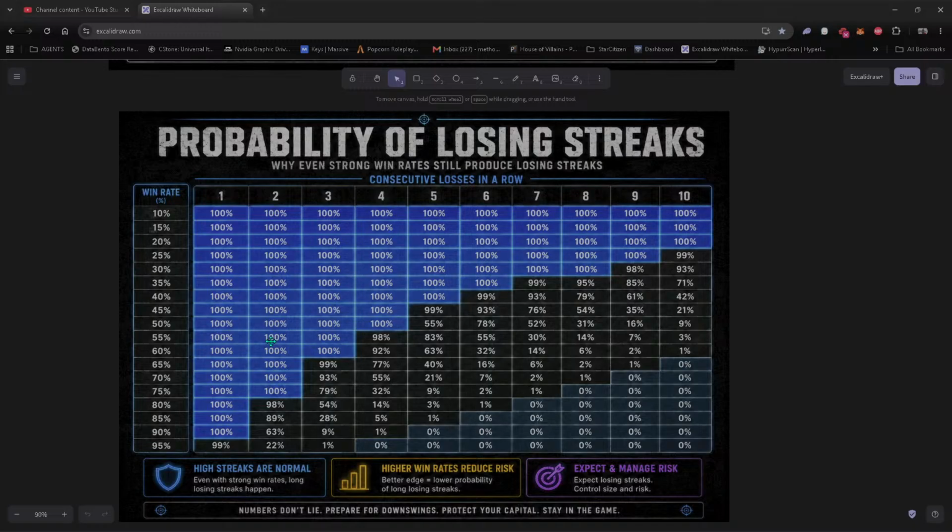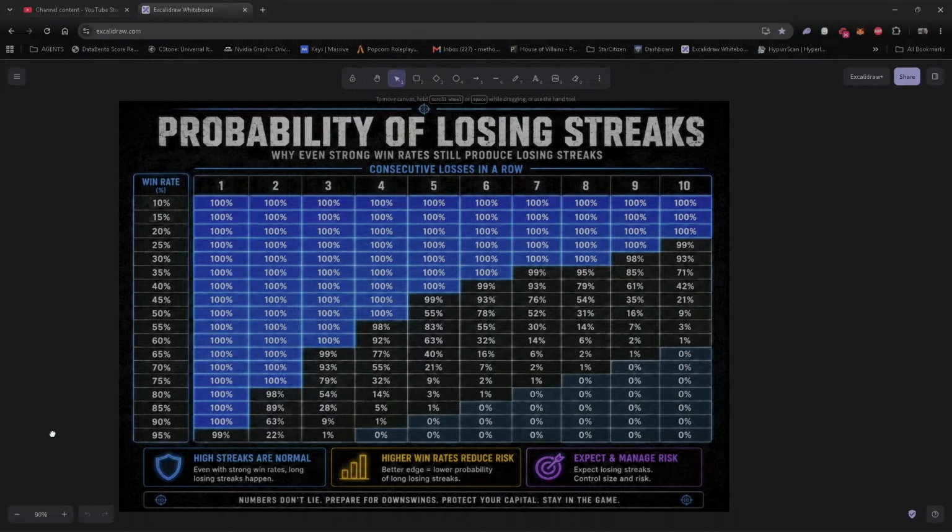So you can look at this after you evaluate what your strategy win rate is and really figure out why even strong win rates still produce losing streaks. So you are going to lose. Even if your strategy is 90%, you're going to lose probably 3 trades in a row. If you're moving your stops and you don't have risk control and you're taking big trades, you could still lose money with a large win rate. Losing streaks are normal.